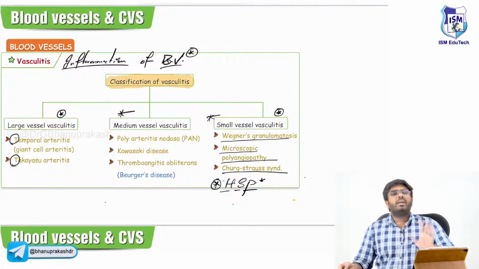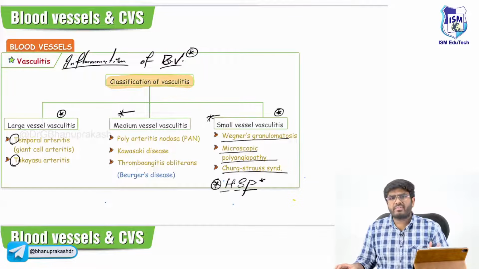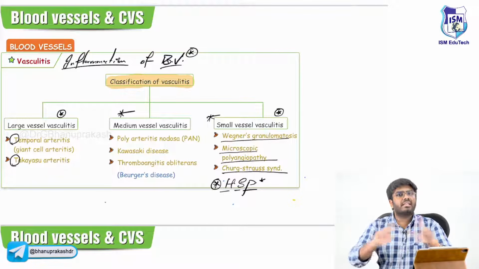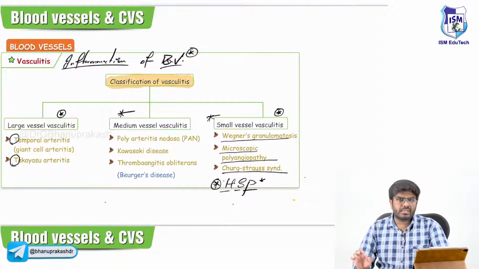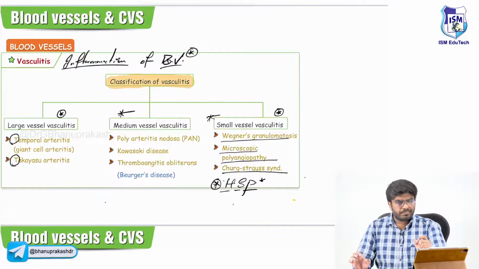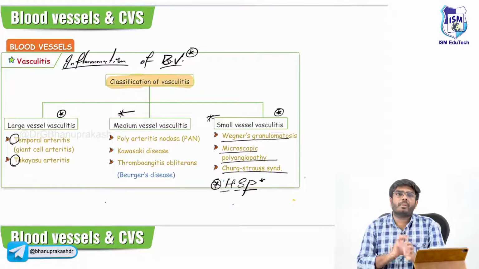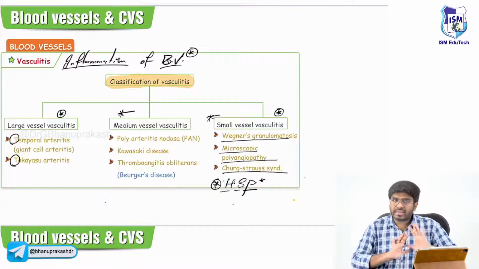So now just tell me, how many types of vasculitis are there? Sir, vasculitis, first of all, is inflammation of the blood vessels. There are three types of vasculitis: large vessel vasculitis, medium vessel vasculitis, and small vessel vasculitis. Large vessel vasculitis examples: temporal arteritis and Takayasu arteritis. Medium vessel vasculitis includes polyarteritis nodosa, Kawasaki disease, and thromboangiitis obliterans, which is also called Buerger disease. And small vessel vasculitis includes Wegener's granulomatosis, Churg-Strauss disease, microscopic polyangiitis, and Henoch-Schonlein purpura. Done. Enough. So you know the classification also.